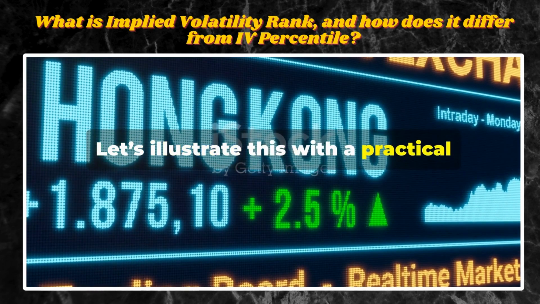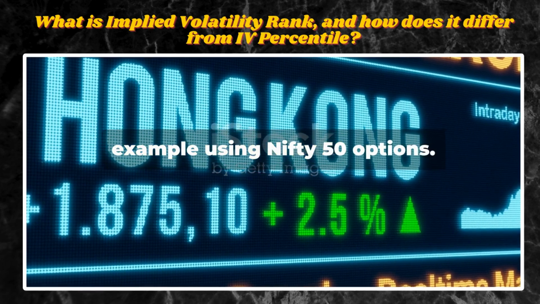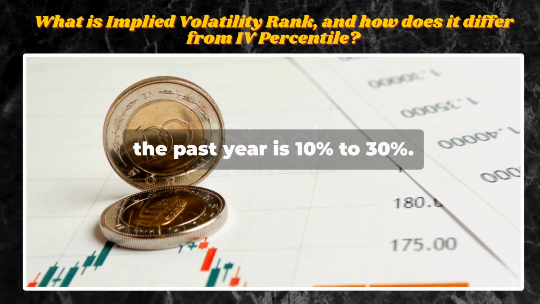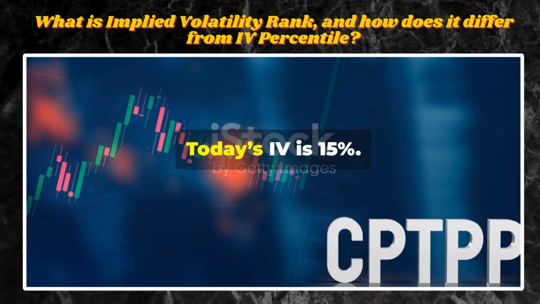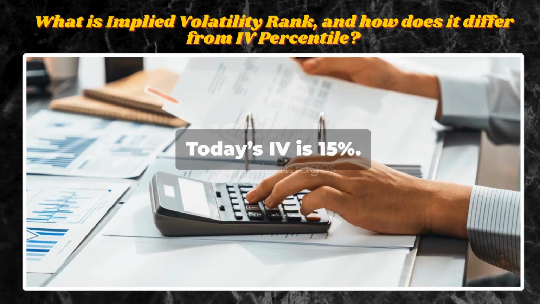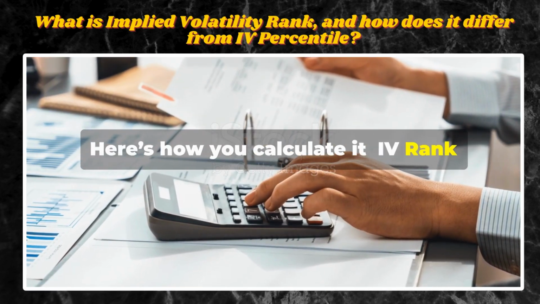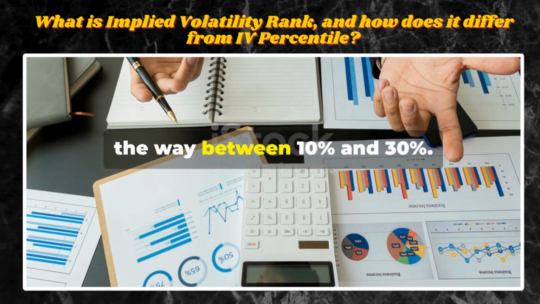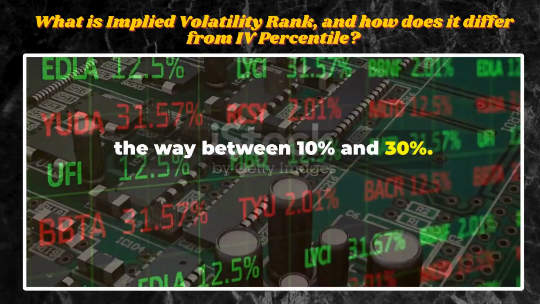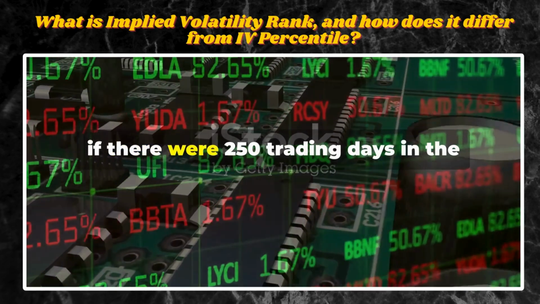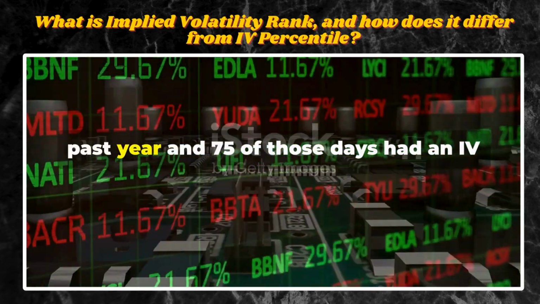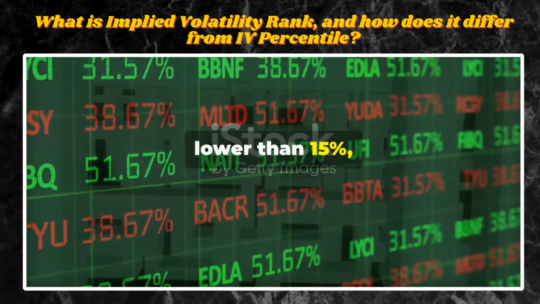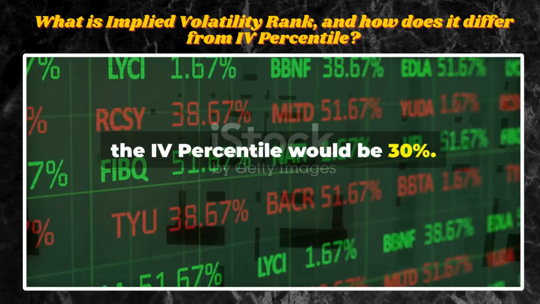Let's illustrate this with a practical example using Nifty 50 options. Suppose the IV range for Nifty 50 over the past year is 10% to 30%. Today's IV is 15%. Here's how you calculate it. IV rank would be 25% because 15% is a quarter of the way between 10% and 30%. For IV percentile, if there were 250 trading days in the past year and 75 of those days had an IV lower than 15%, the IV percentile would be 30%.